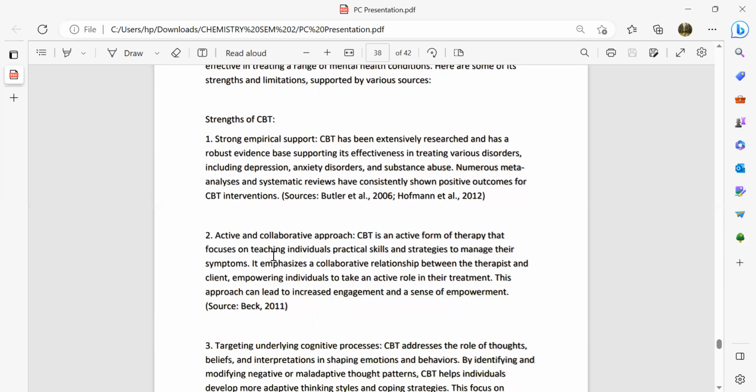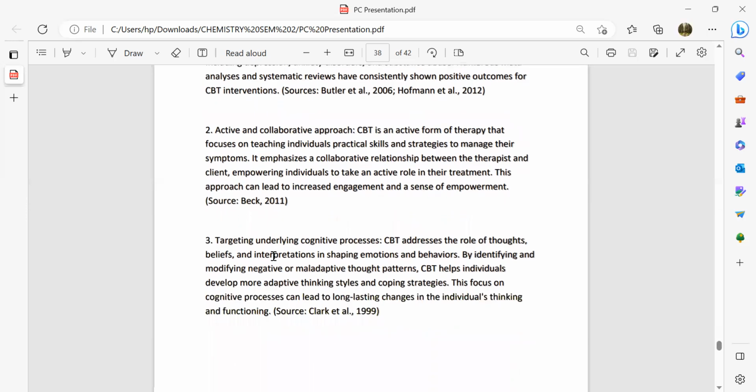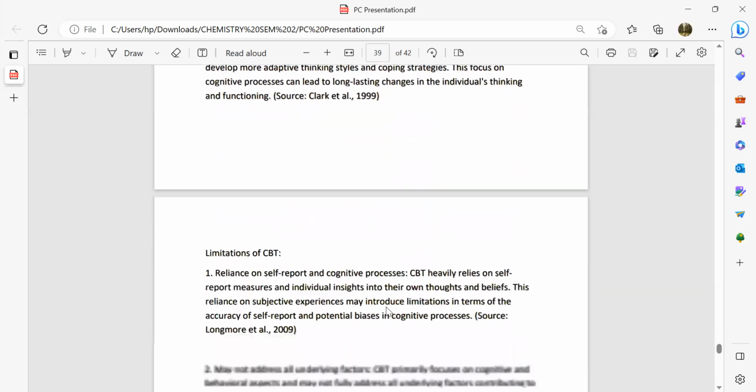It is always encouraged that CBT should be taken through a therapist, not by ourselves. Self-therapy is never encouraged by medical professionals. Targeting underlying cognitive processes. CBT addresses the role of thoughts, beliefs, and interpretations in shaping emotions and behavior by identifying negative and positive thought patterns.